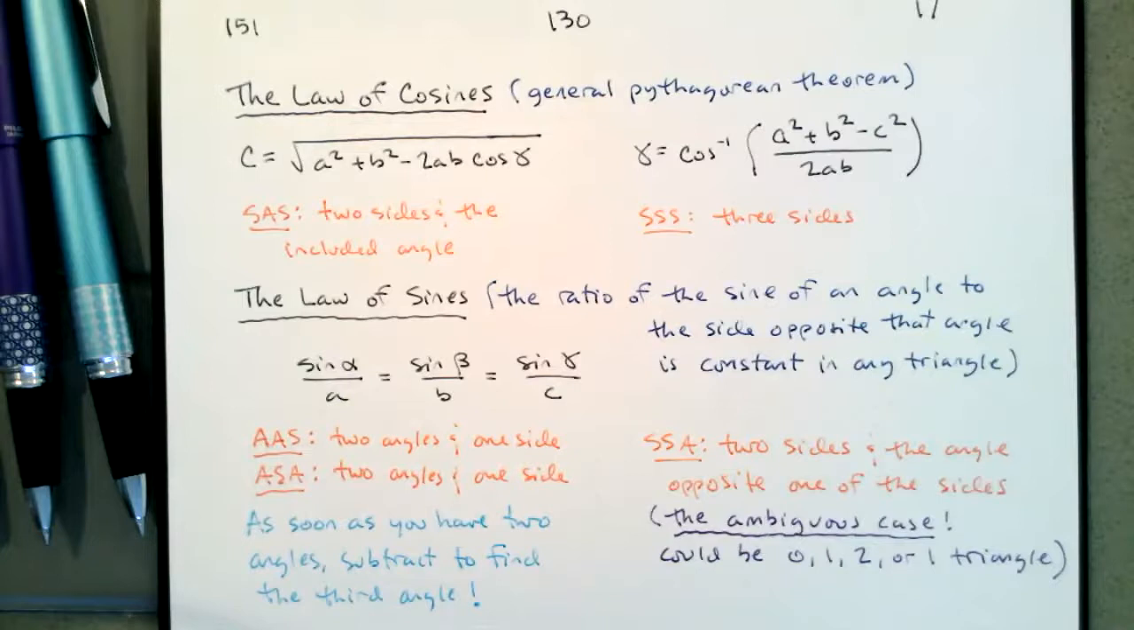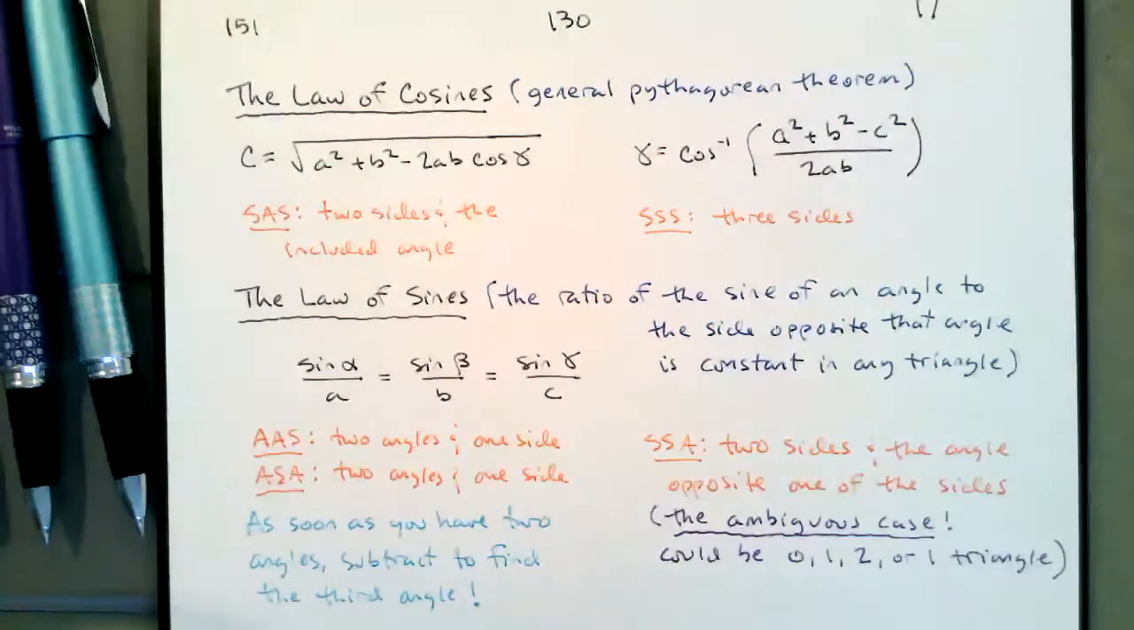Today, we're going to continue talking about solving oblique triangles. That's using the law of cosines and the law of sines to solve triangles. Remember, the solving triangles game is I give you 3 pieces of information and you find the other 3 pieces of information about the triangle. 3 angles, 3 sides. We want to know all 6 things about a triangle.